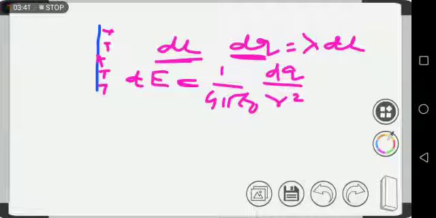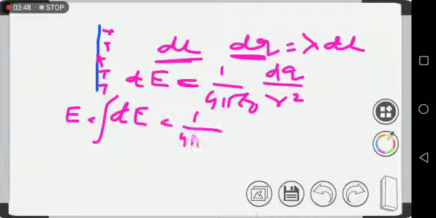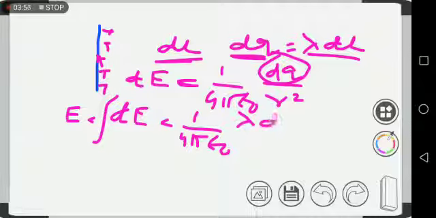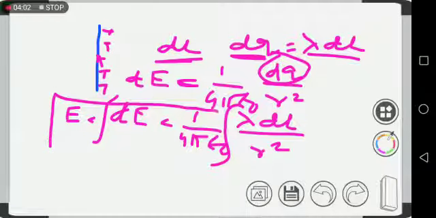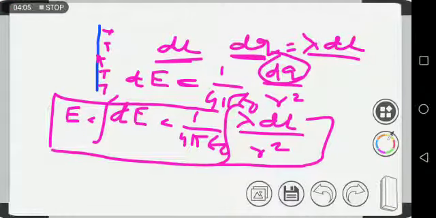In order to find the net electric field, we have to integrate this dE. Integrating this, we will find 1 upon 4 pi epsilon naught, and in place of dq, we will put lambda dl upon r square, integration. This is the expression for electric field for linear charge distribution.